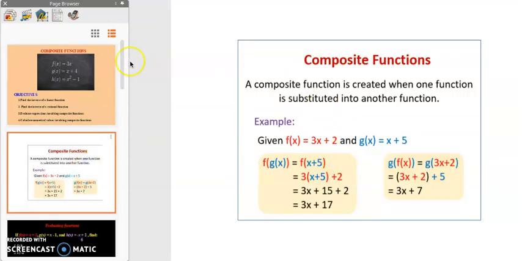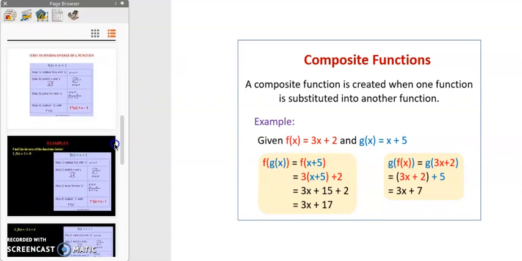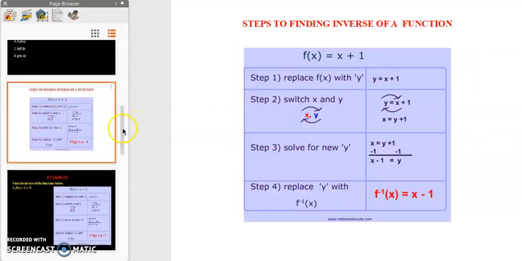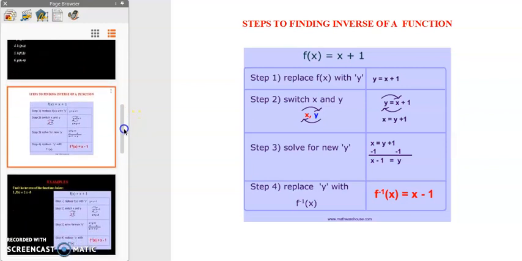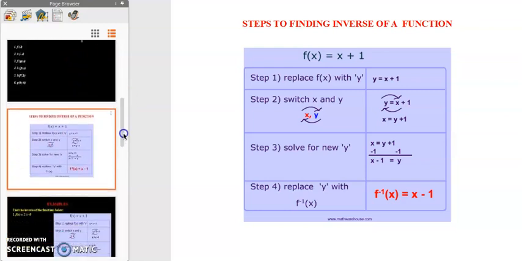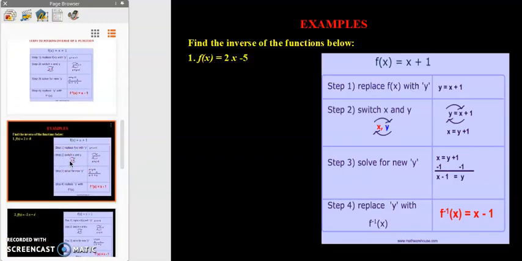Let me start with the inverse part first, before I move into the composite part. So the first question asks us to find the inverse of the function below.